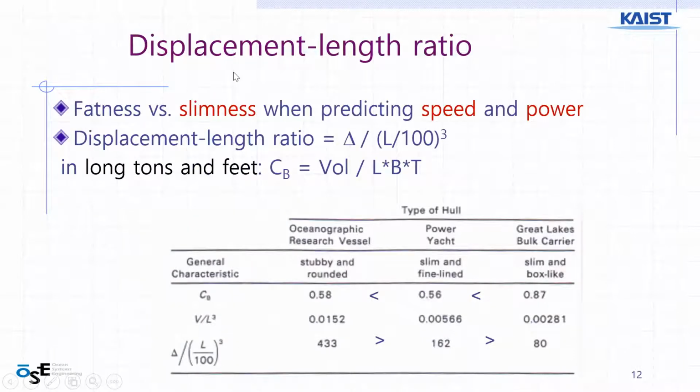Then there is another one, the displacement length ratio. So there is no speed. This is for volume or weight. That shows another way of fatness or fullness compared to slimness when predicting speed and power.